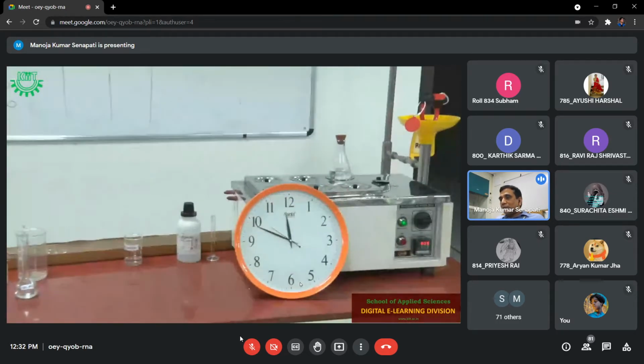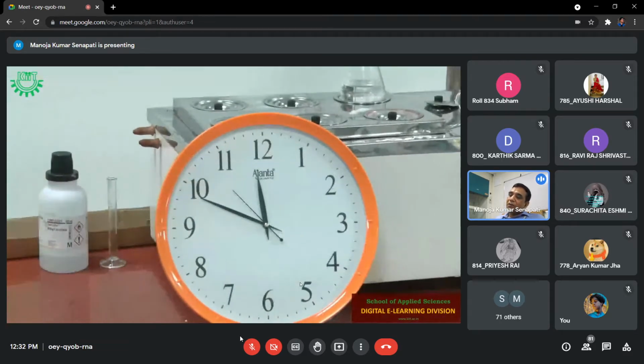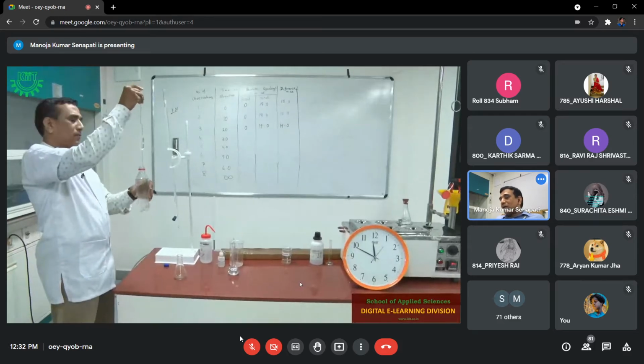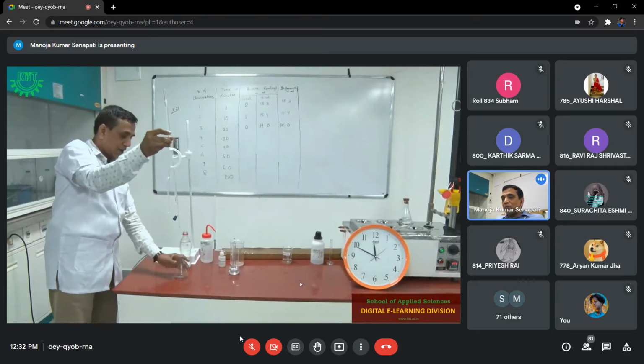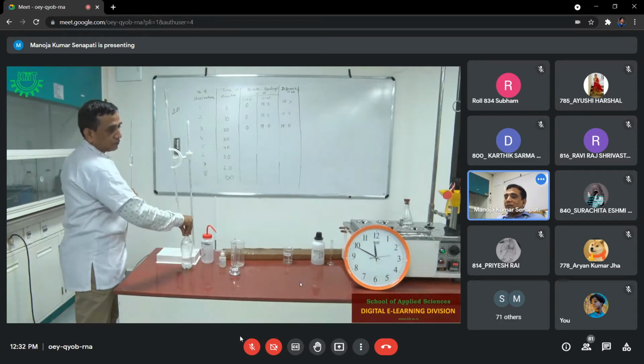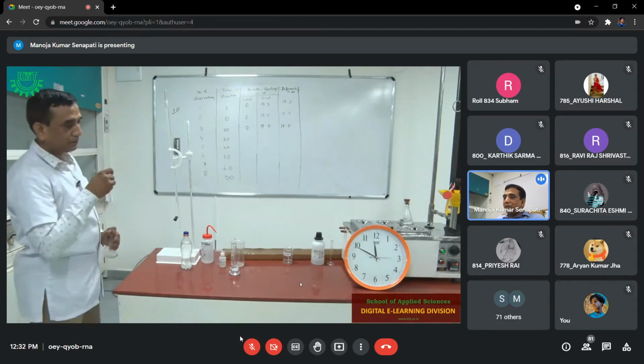So it is going to be 11:50. In between you take out ice chilled water. Same procedure, whatever procedure you have followed for 10 minutes, the same procedure is to be followed for 20, 30, 40, 50 and 60. Take out 20 ml of ice chilled water.